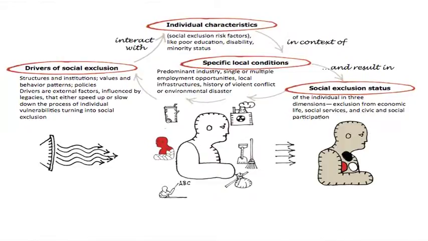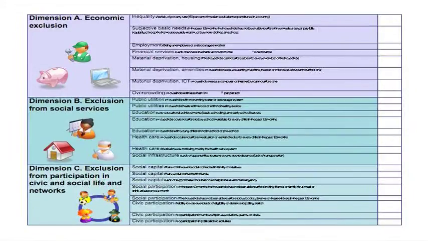To do this, we constructed the so-called social exclusion index. We look at three different areas of our lives. First is the economic dimension. That's how we work, how we get money, how we sort out our living conditions. The second dimension is public services. Do you have access to such public services as education, healthcare, cultural services, or you have not?